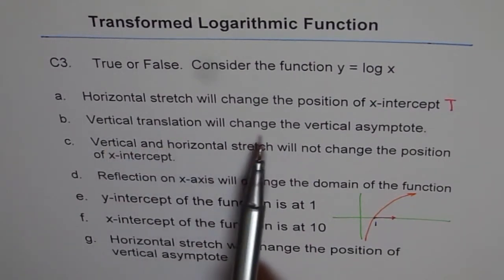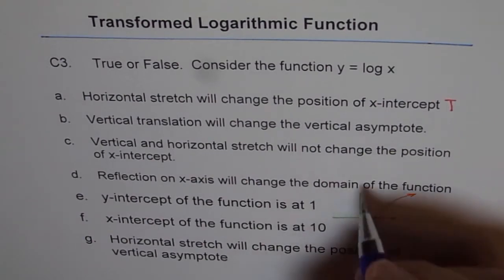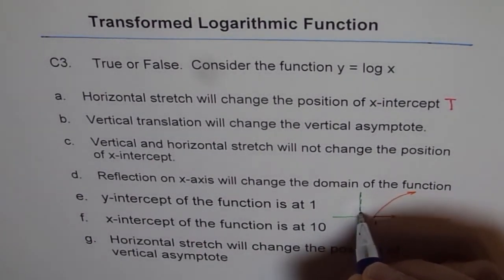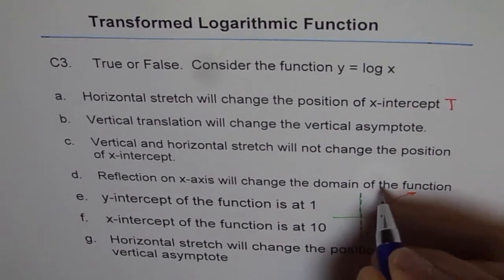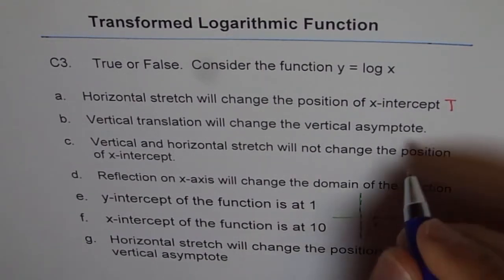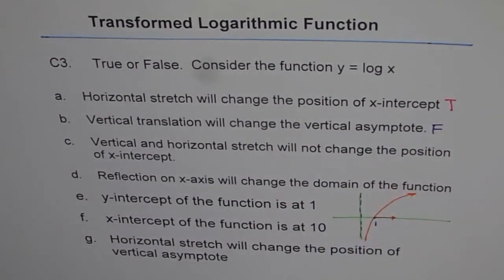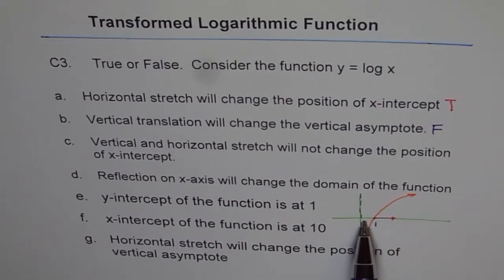Vertical translation will change the vertical asymptote. Well, here is the vertical asymptote for you. This is the vertical asymptote, correct? Now, if I do a vertical translation of the graph, it still approaches infinity as x approaches 0. So nothing happens to this, and therefore this statement is false. Vertical translation will not change the vertical asymptote. What changes the vertical asymptote is horizontal translation. If you move left or right, then it will change.